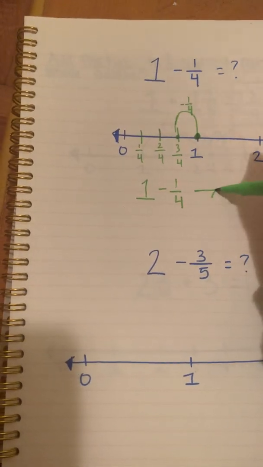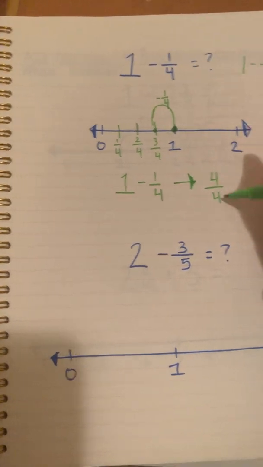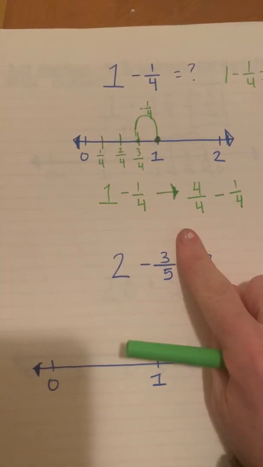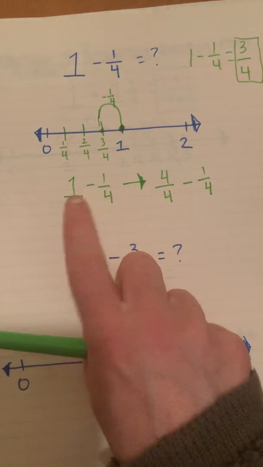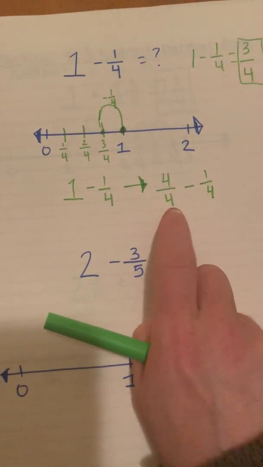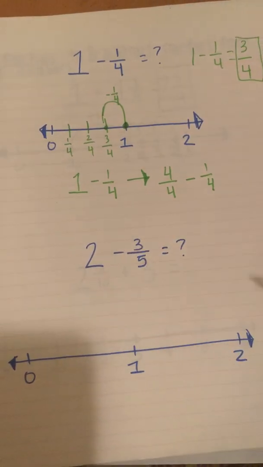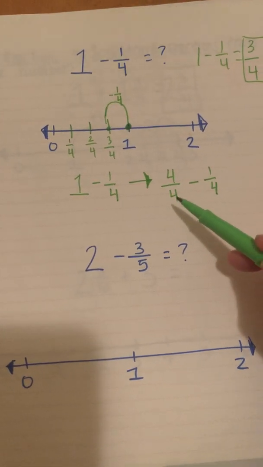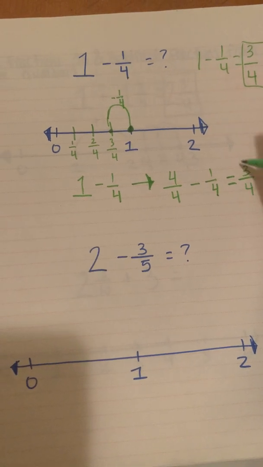So I'm going to rewrite this equation as 4/4 minus 1/4. You see how that's equivalent? I had 1 minus 1/4, and I just rewrote the 1 whole as 4/4 because I know that those are equivalent. And I chose 4 because I want to take away a fraction that has a denominator of 4. So having this fraction be with a denominator of 4 will help me a lot. And that is equal to 3/4.